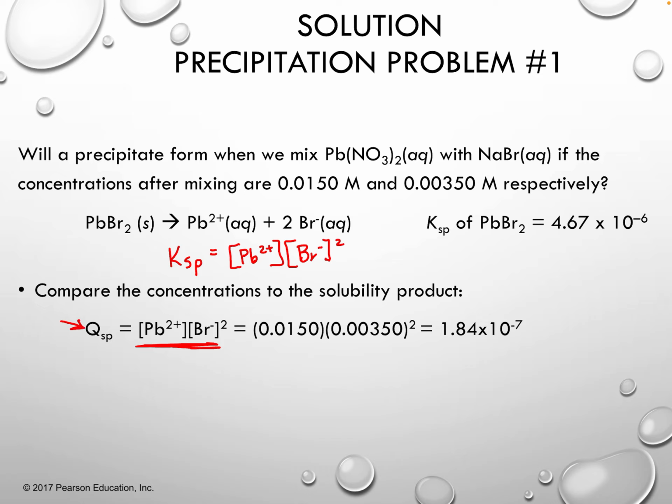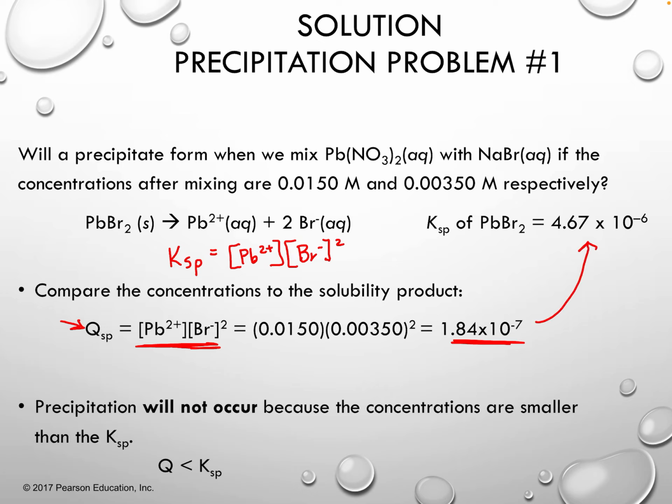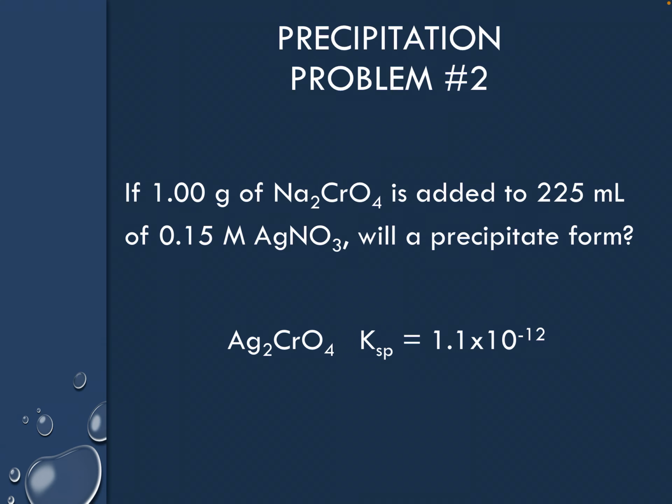So we'll plug our values in for lead and for our bromide, okay? And then we can go ahead and calculate our QSP. So again, we're going to compare that to our KSP here. And we'll see that Q is less than KSP, so precipitation will not occur because our concentrations are still small enough that they don't cause our solid to fall out of solution. Okay, we haven't reached that maximum concentration that can be held in solution.